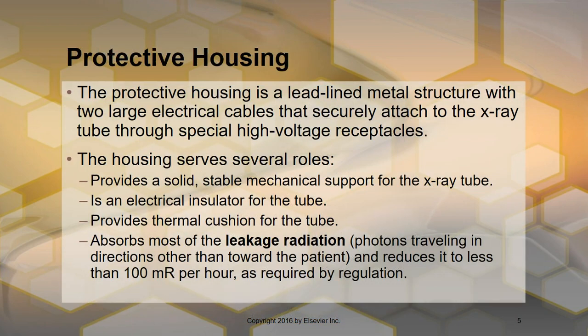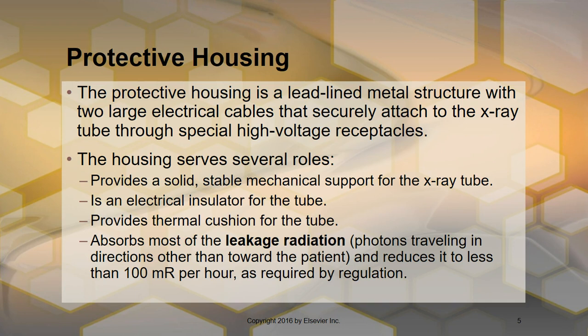The protective housing's general construction is what we're going to discuss first. The tube is in a protective housing that provides solid, stable mechanical support. It's lead lined and it's metal. So not only does it have an electrical insulator and a thermal cushion for the tube itself, it also keeps the X-rays from going outside of where they need to be.